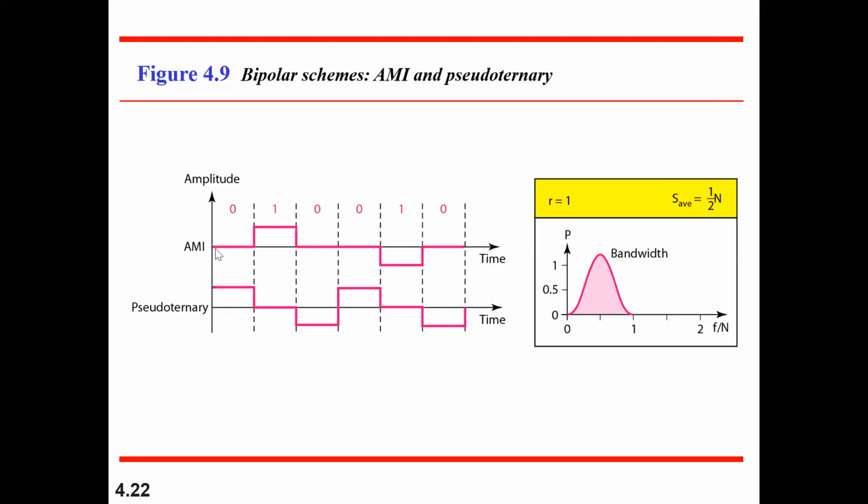Zero has nothing to do with it. It will always lie on the same particular zero level. That is a reference level. Whereas one, if it comes for the first time, will always go with the highest amplitude.